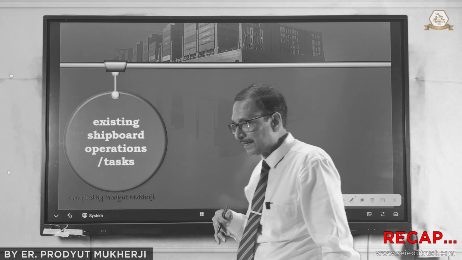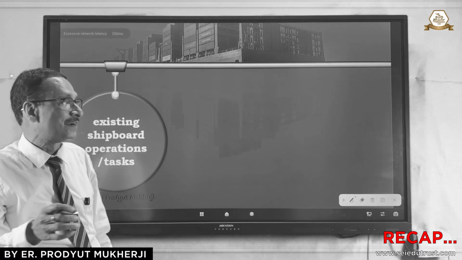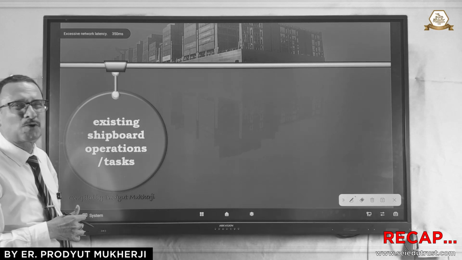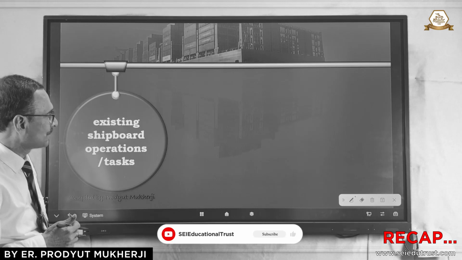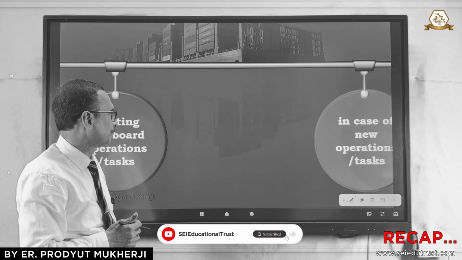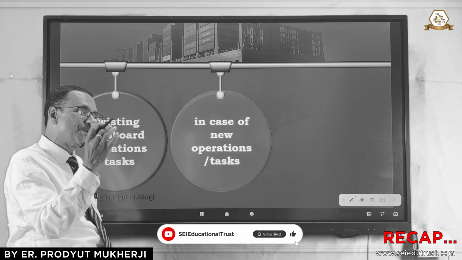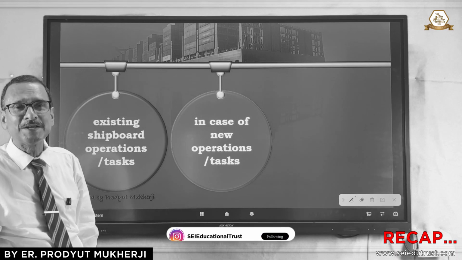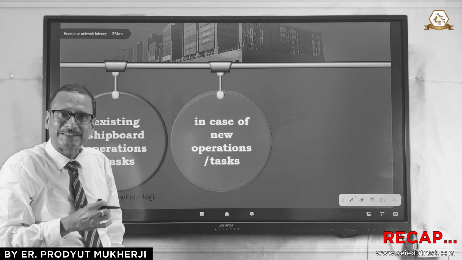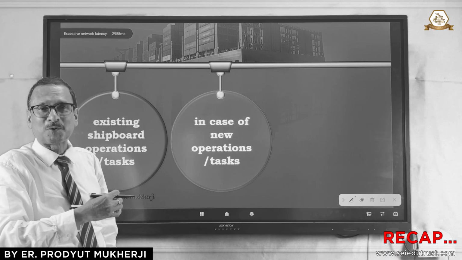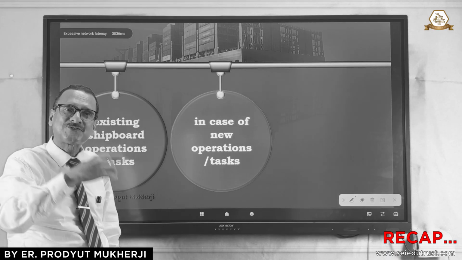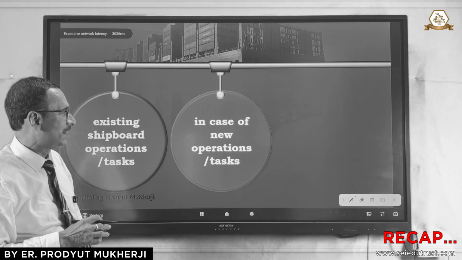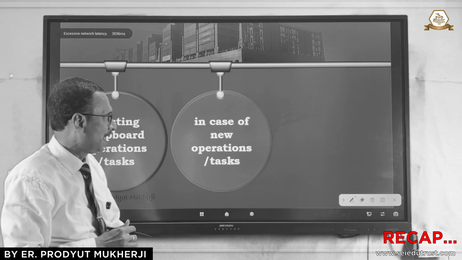Risk assessment is definitely required for existing shipboard operations and tasks, routine tasks. In case of new operations and tasks, obviously, you will have to identify the hazard, check the probability of the hazard, and check the consequences of the hazard in case they occur. And then we have this one.